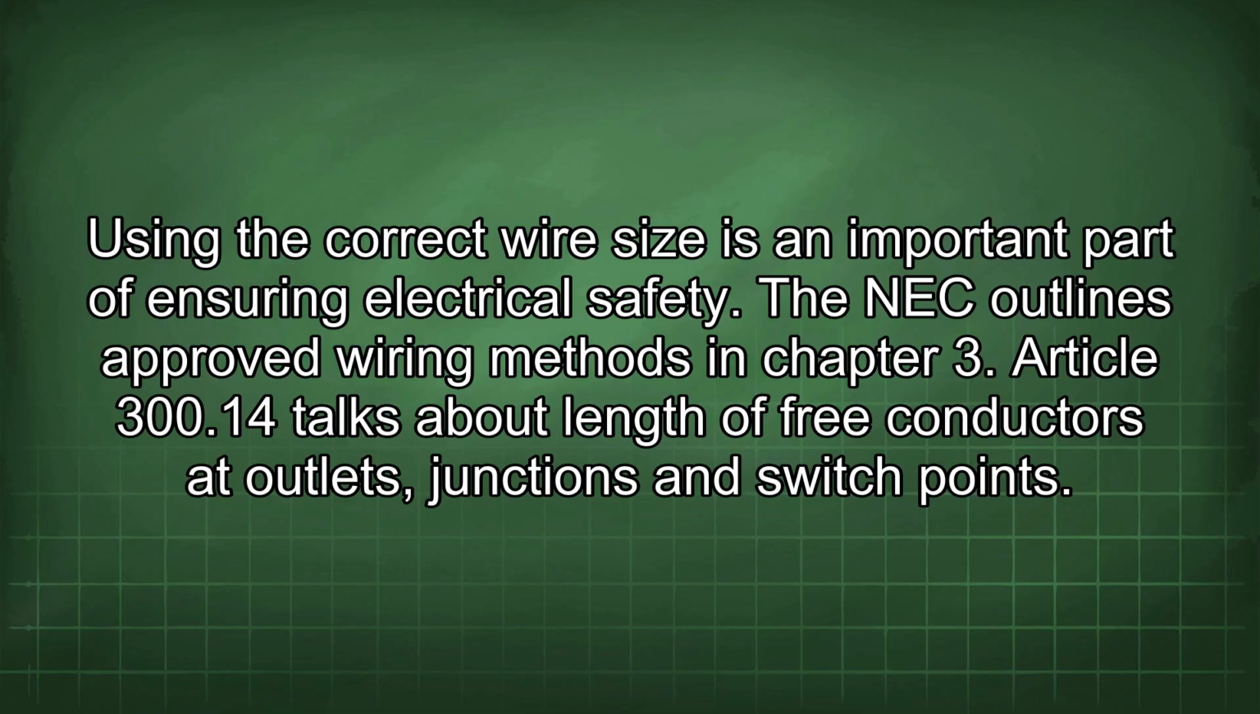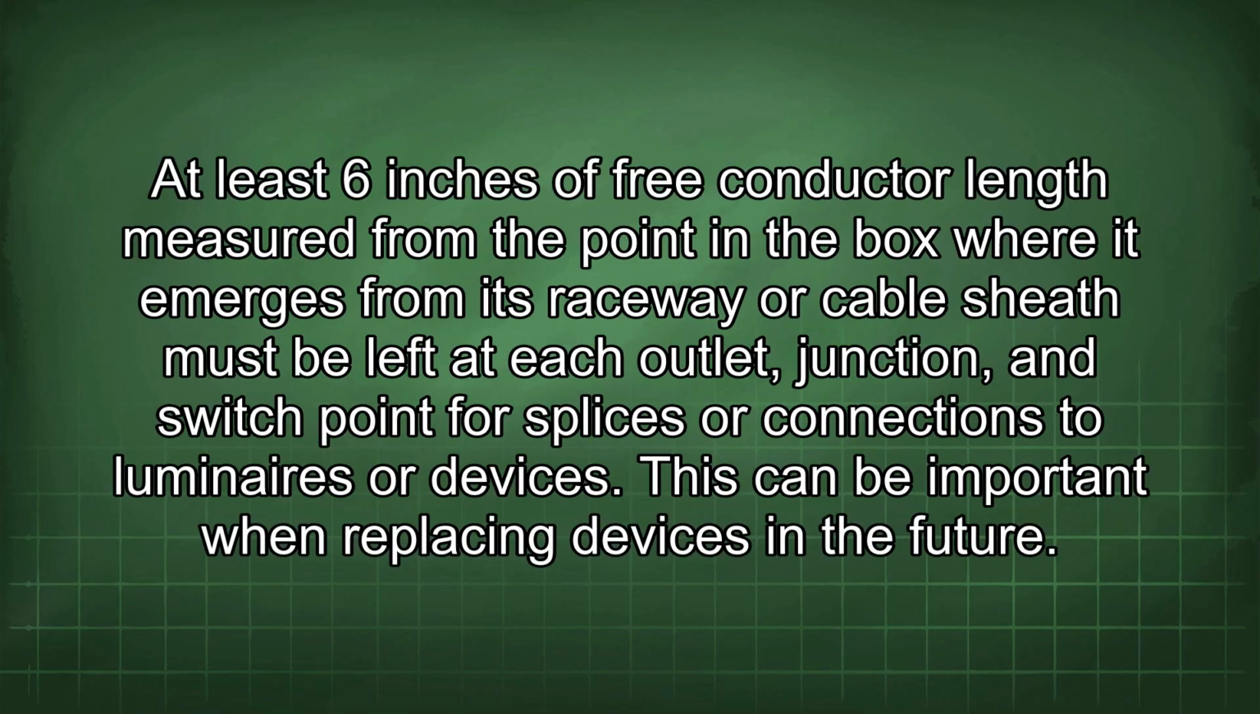The NEC outlines approved wiring methods in Chapter 3. Article 300.14 talks about length of free conductors at outlets, junctions, and switch points. At least 6 inches of free conductor length, measured from the point in the box where it emerges from its raceway or cable sheath, must be left at each outlet, junction, and switch point for splices or connections to luminaires or devices. This can be important when replacing devices in the future.